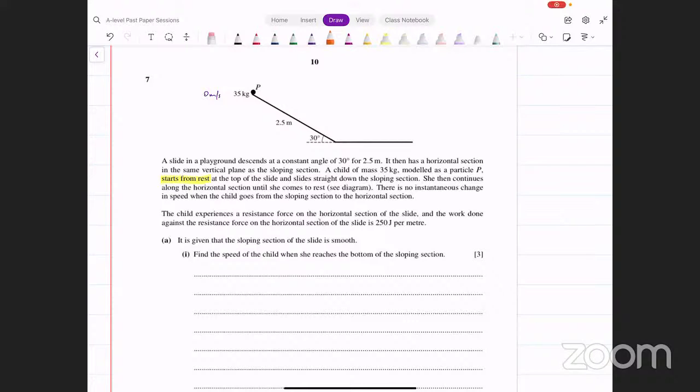Horizontal section के अंदर there is a resistance, and that resistance is, the work done against resistance is 250 joules per meter. Okay, now this is also important. 250 joules per meter. That's interesting.